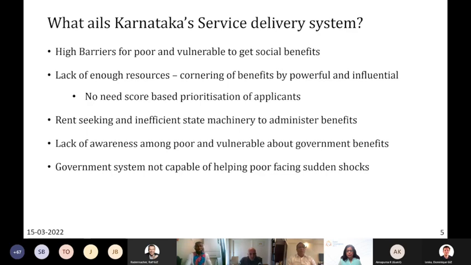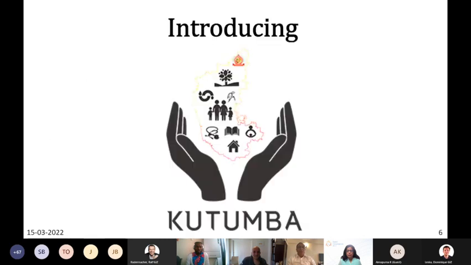Government systems are also not capable of handling poor facing sudden shocks, COVID, for example. Why can't I give money automatically to each family where a COVID patient died? Why do I have to collect applications? So this was the motivation, with which we started about 4 years back on a project called Kutumba.